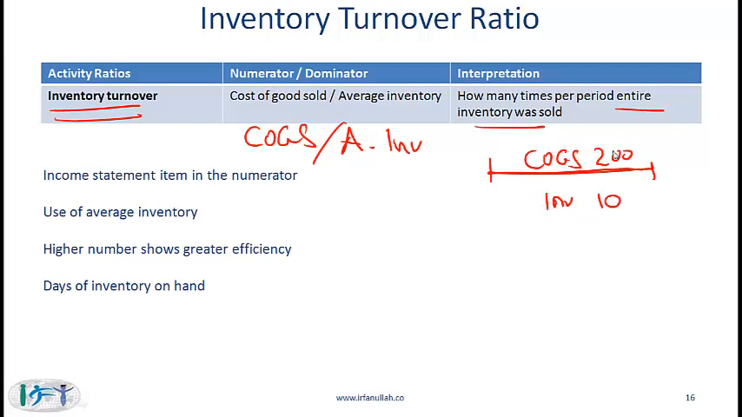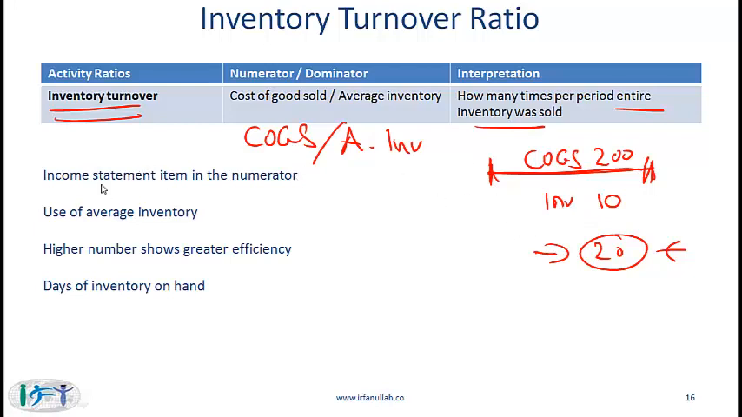The inventory turnover ratio then is 200 over 10, which is 20. So what is the interpretation of 20? This is approximately the number of times per period, so this period, that the entire inventory was sold. Now, a few more remarks about this ratio.